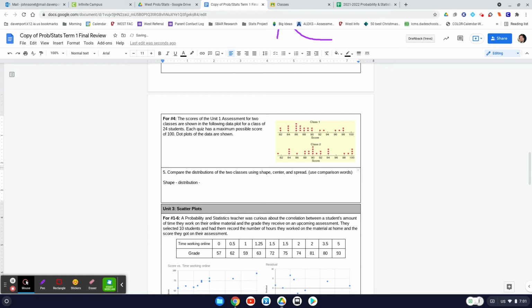So, looking at our 2 classes, class 1 has the majority of the data on the left, and it kind of slides down to the right, so that means class 1 is skewed right. Whereas class 2 is kind of balanced, with the majority in the middle, balanced on both sides, so class 2 is mound shape or normal.